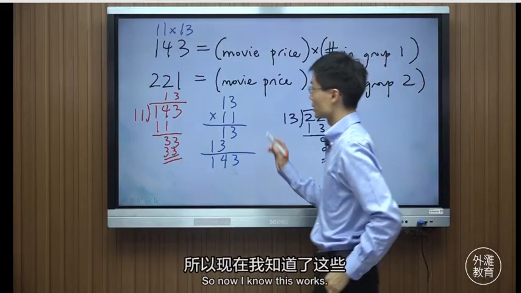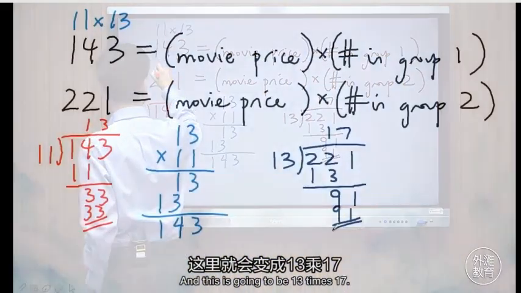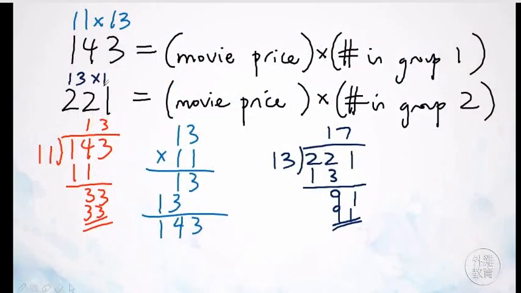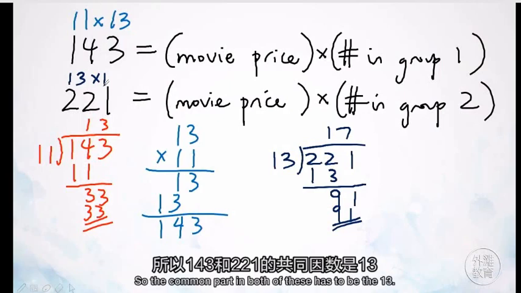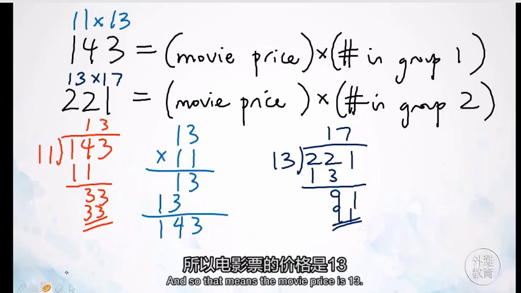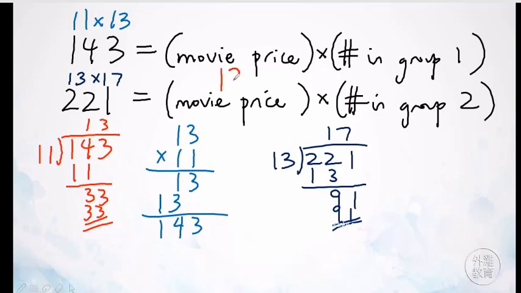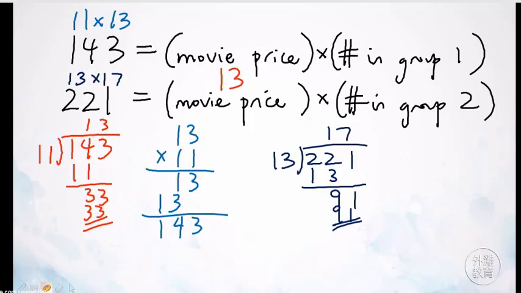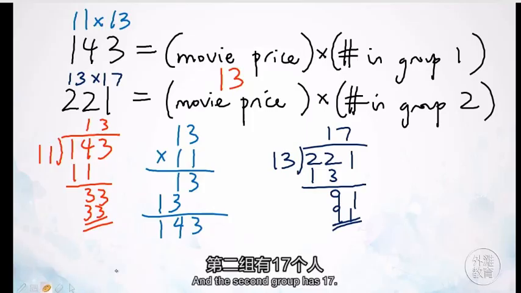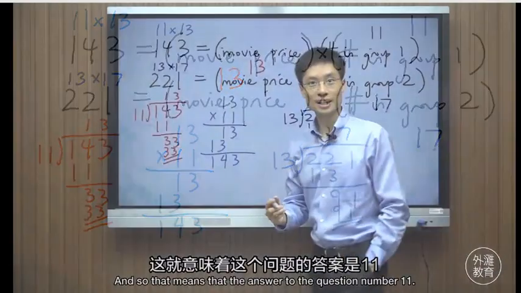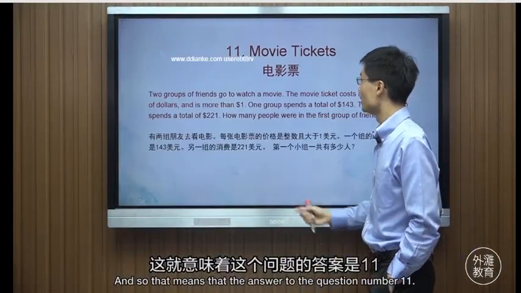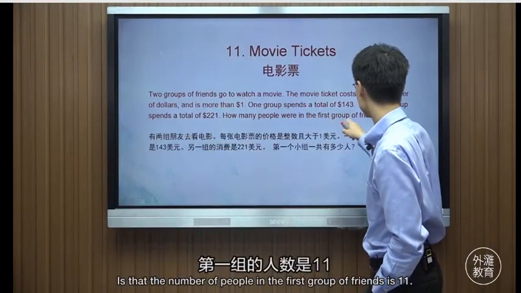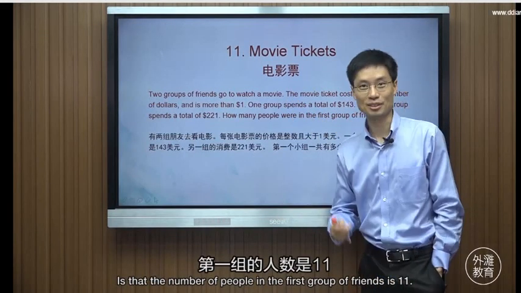So now I know this works, and this is going to be 13 times 17. So the common part in both of these has to be the 13, and so that means that the movie price is 13, and the first group has 11, and the second group has 17. And so that means that the answer to this question, number 11, is that the number of people in the first group of friends is 11.